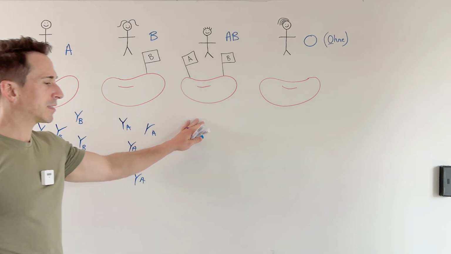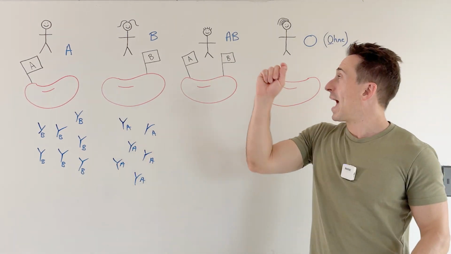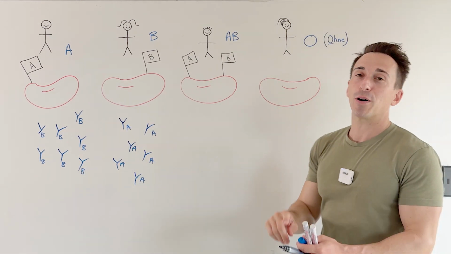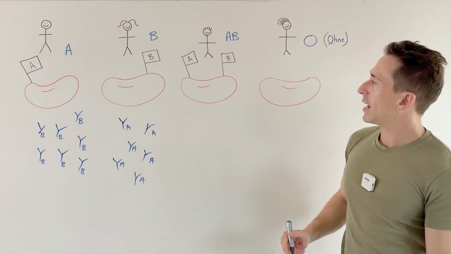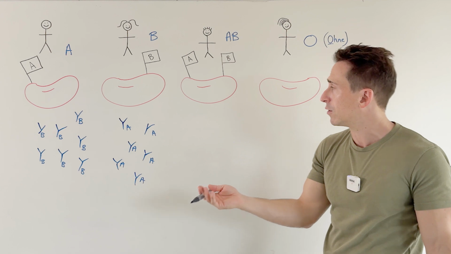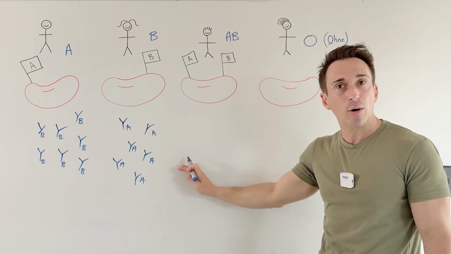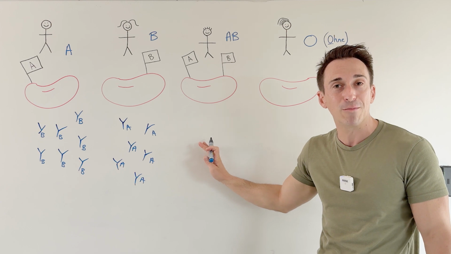Brilliant. All right, let's think about this person, right? If they're waving the A flag and the B flag, what antibodies do you think they're going to produce? They're not going to create antibodies against A because they're waving it. It will attack themselves and destroy themselves. They're not going to create antibodies against B, so they don't have any antibodies against blood types in their blood plasma.